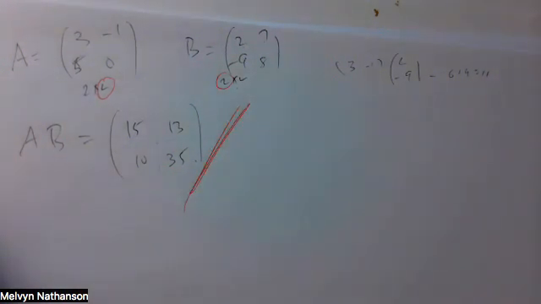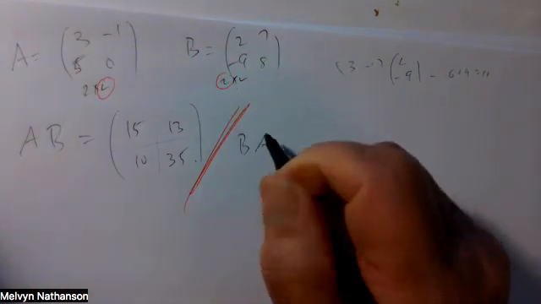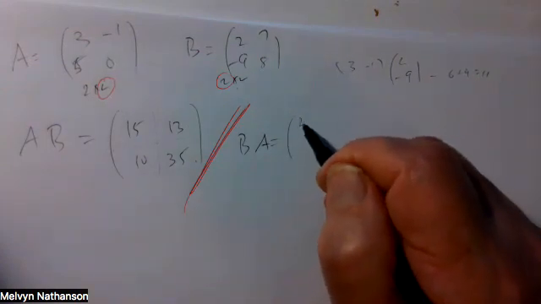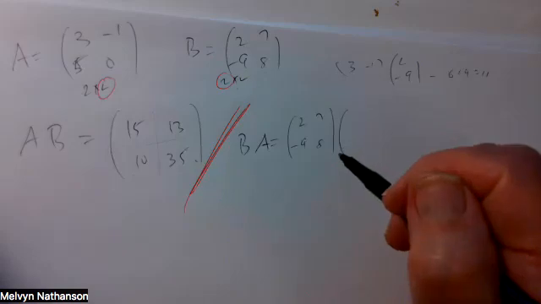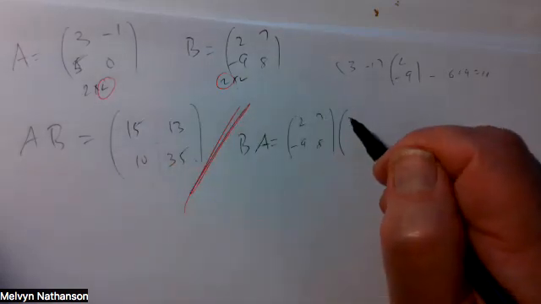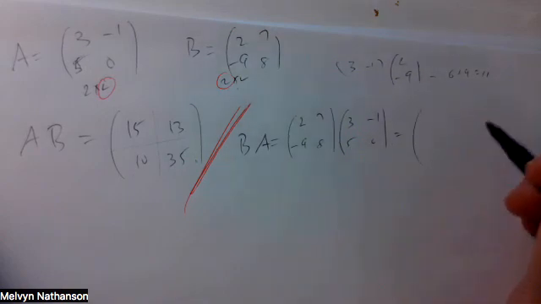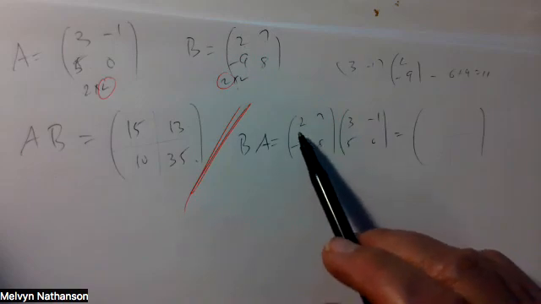I can actually multiply in the opposite order. BA, again, because this is 2 by 2 and this is 2 by 2. So B is 2, 7, minus 9, 8 times the matrix A, 3, minus 1, 5, 0. So this is again a 2 by 2 matrix.